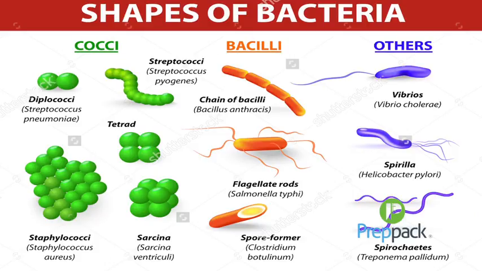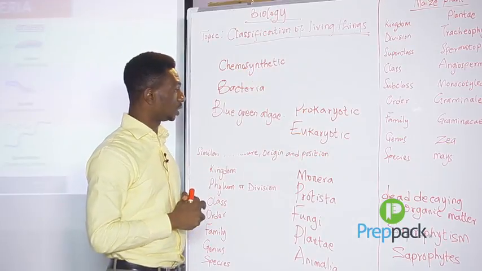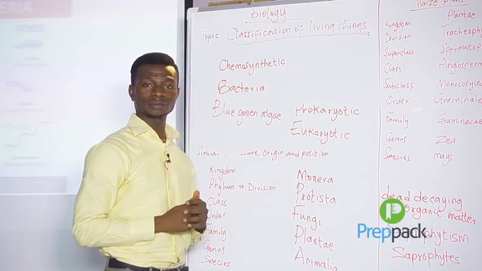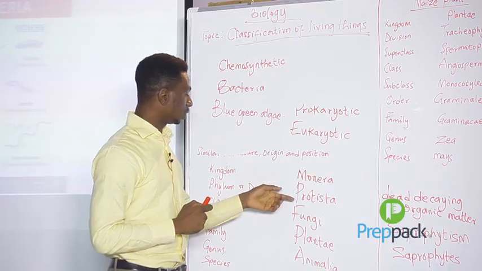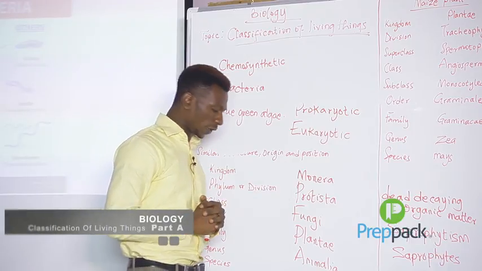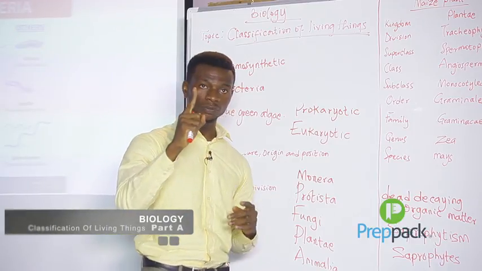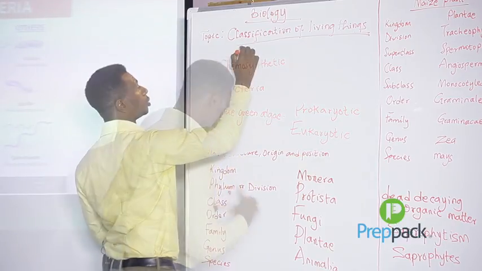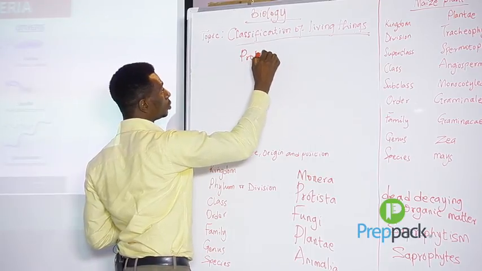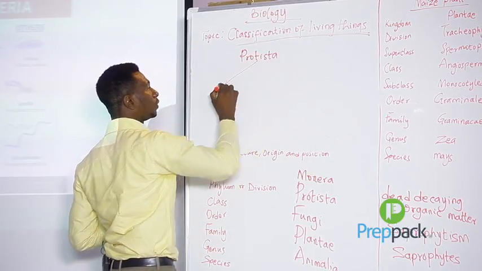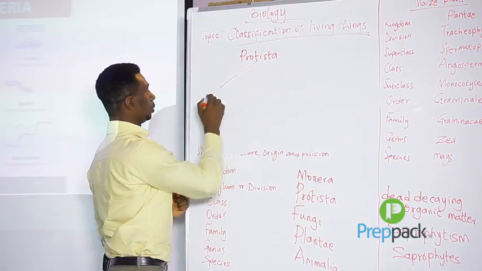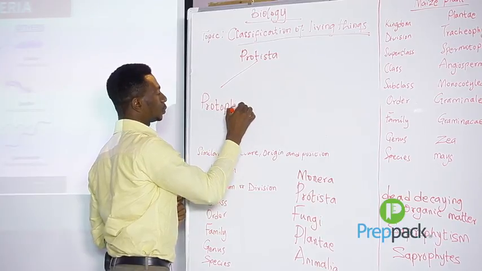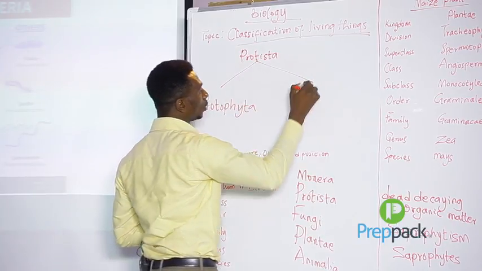Coming back to the kingdom classification, let's talk about kingdom Protista. Now, kingdom Protista is made up of two phyla. Phylum for singular, phyla for plural. You have the phylum Protophyta, and I have the phylum Protozoa.